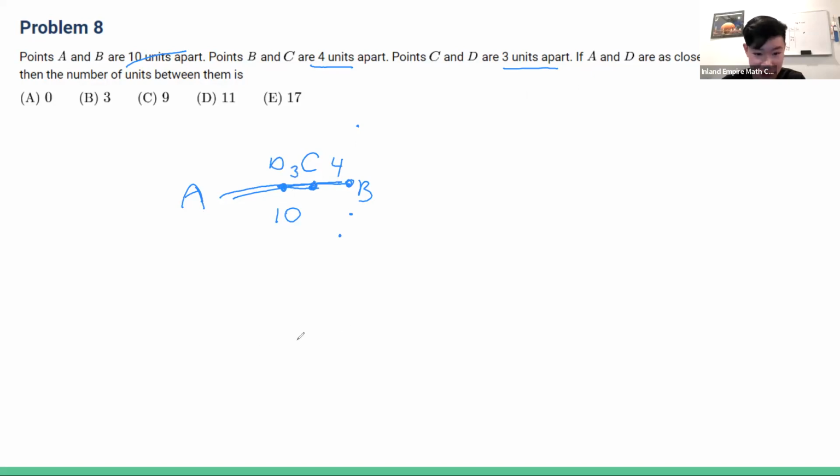Okay, so I'm going to draw this line again, because it's a bit compressed up there. We have D here, C here, and B here, and then we have A here. And we know that the distance between C and B is 4, and the distance between C and D is 3. And now we just have to find the distance between A and D.